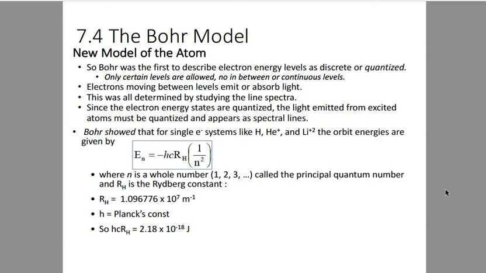Okay, so this new model for the atom, right? Bohr was the first one to kind of describe the electron energy levels as discrete or quantized. Only certain levels are allowed, right? We're back to that concept of the stairs. Also, we know now that electrons move between these levels. To do so, they either emit light or absorb it.